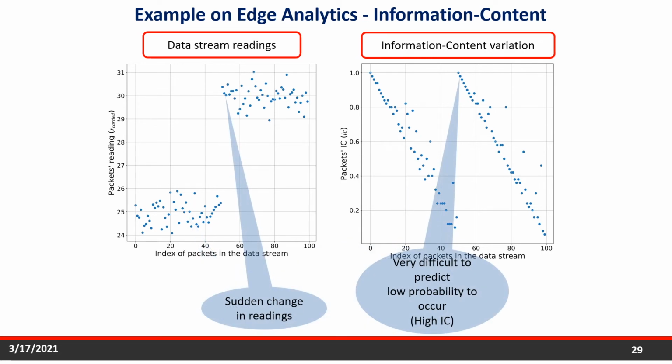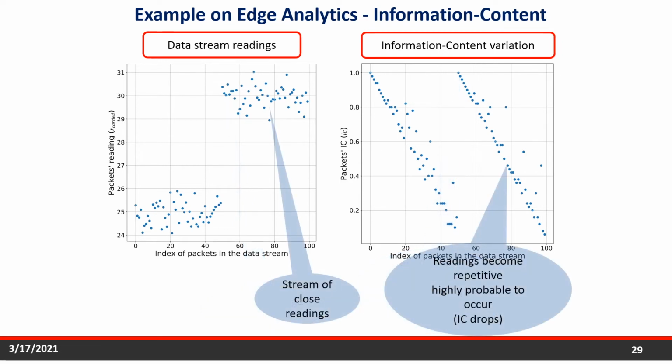When a sudden change occurs in the sensed environment, the data becomes very difficult to predict due to its low probability of occurring, which results in a high information content. As the stream goes on again, the information content starts to drop because the data becomes repetitive.